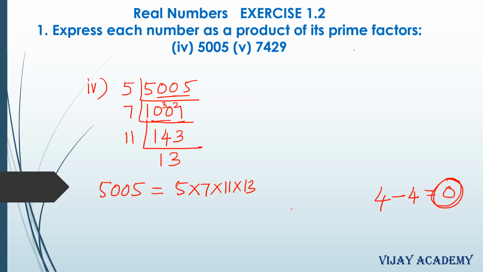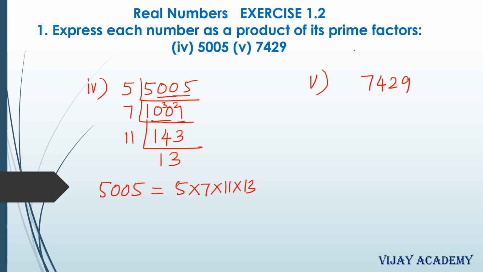Whether 7429 is divisible by 3 or not, let us check. Since it is an odd number, 7429 is not divisible by 2. Check for 3, it is not divisible by 3 also. It is not divisible by 5 also, because it is not ending with 5. Now let us check this for 7.